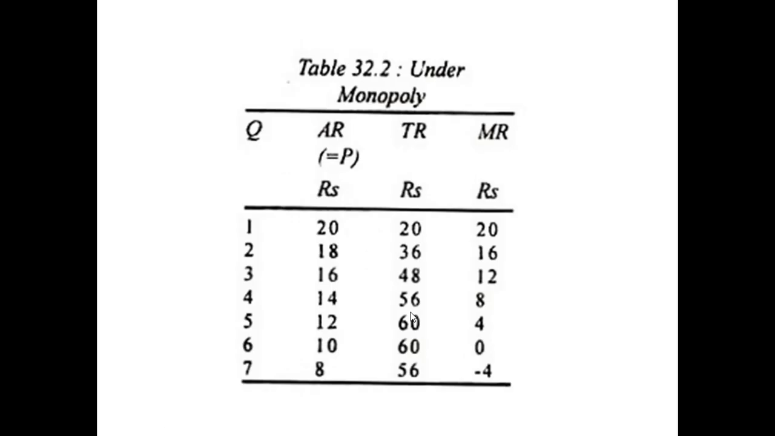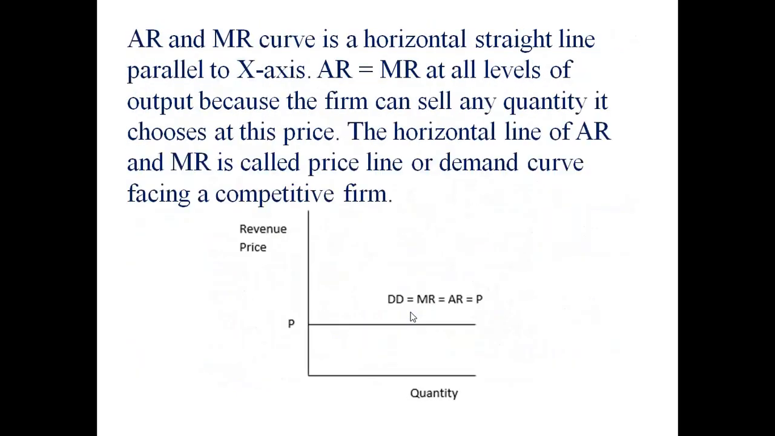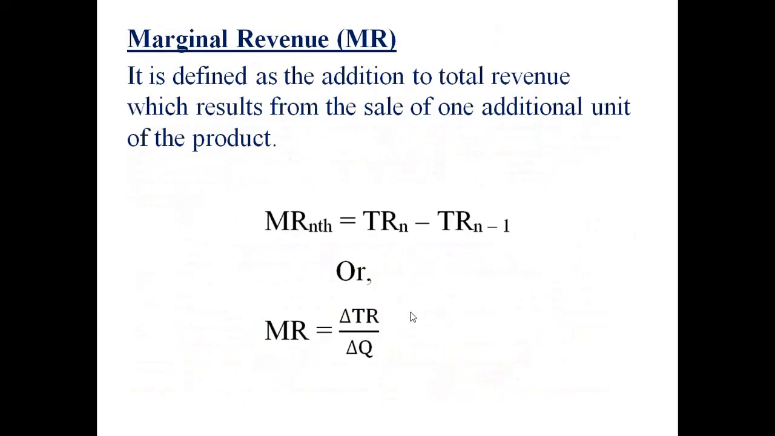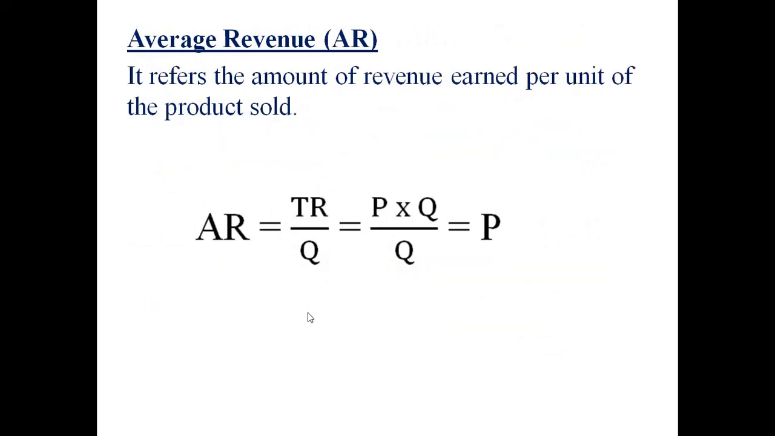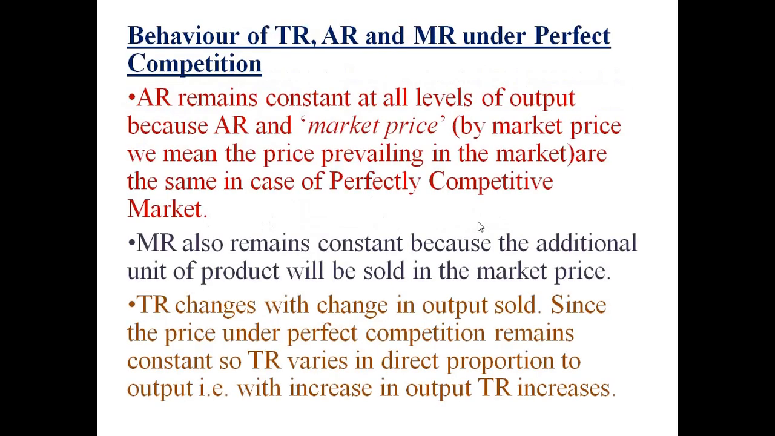By average revenue, we mean this one. You can refer to this chart. TR by Q, that is the total revenue earned by the firm divided by the total quantity of goods that is sold. So this AR may near the level of zero. It may come down from 5 to 2 or 1 or maybe 0.5, but it can never be 0 and negative. Remember this point.